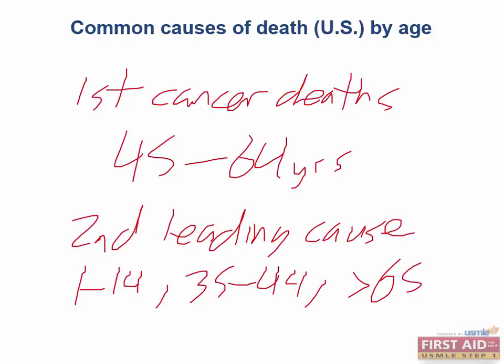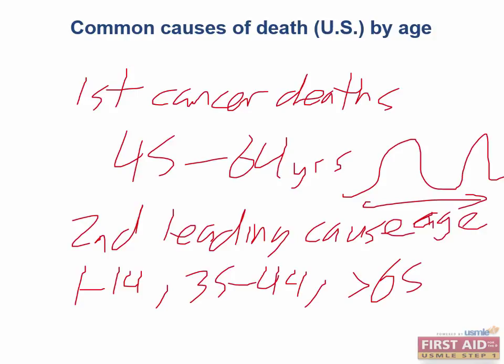Now, what kind of distribution does this make you think of? Well, this is a classic bimodal distribution if this x-axis was age. So you have a peak for younger people and then a peak for the elderly.